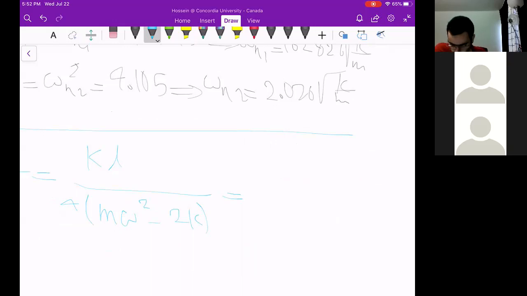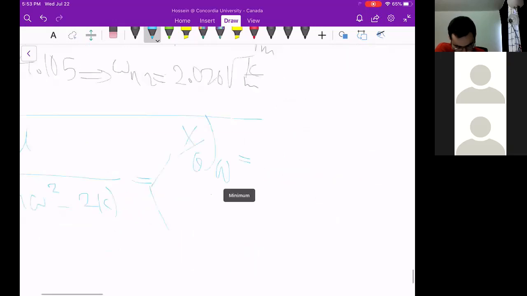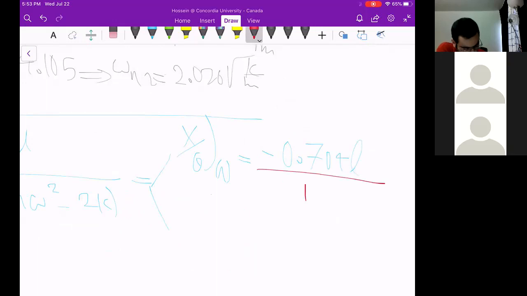So if you plug in the first mode shape, it's going to be minus 0.74 L. You have to give a denominator of 1. The second mode shape would be 0.1187 multiplied by L. It is better to give a denominator of 1.